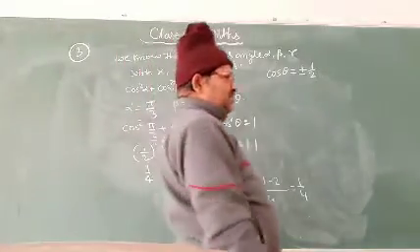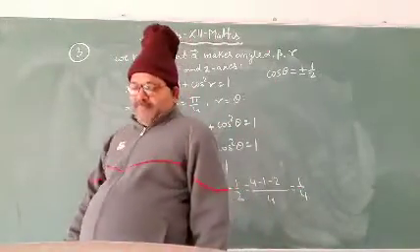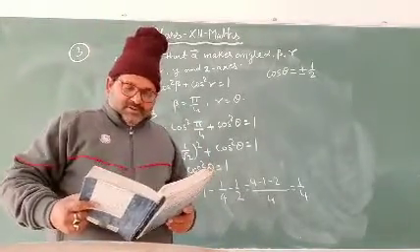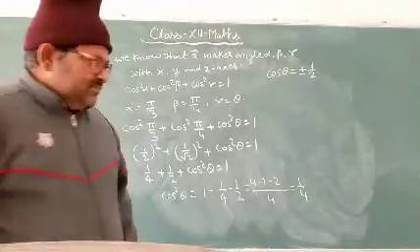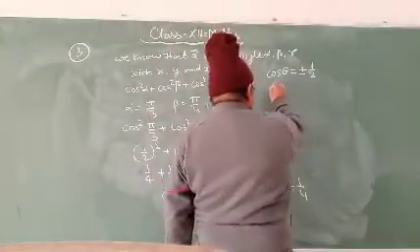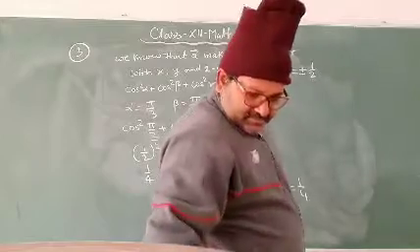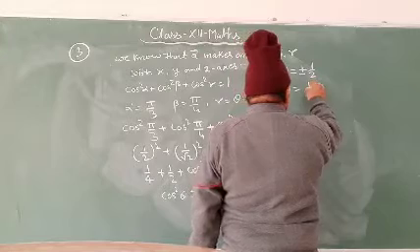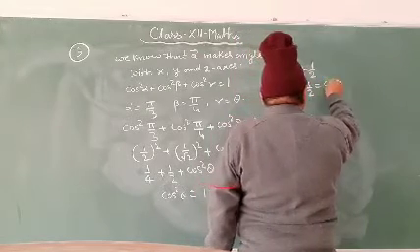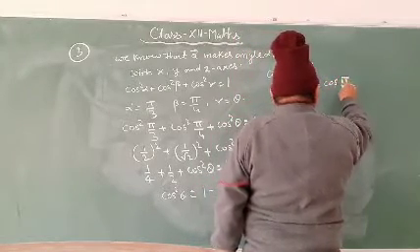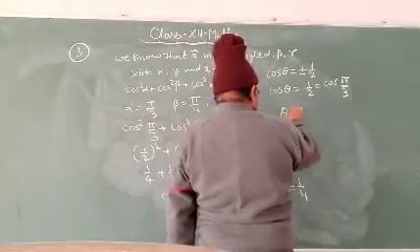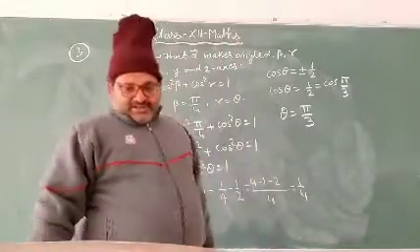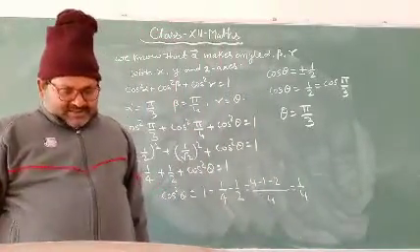Since theta is acute, cos theta equal to 1 by 2, that is equal to cos pi by 3, and theta equal to pi by 3.